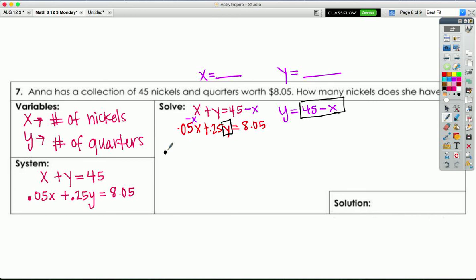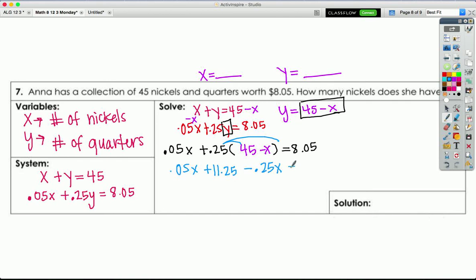So I'm going to bring down and set up the equation. Again, the y is no longer there. We're replacing y with 45 minus x. And now we just need to distribute and solve for x. So 0.05x, and then what is 0.25 times 45? 11.25. And then 0.25 times negative x is just minus 0.25x. And that all equals 805.